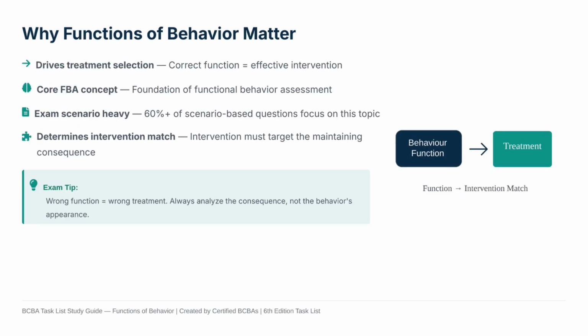Before we define anything, let's talk about why this matters. Functions of behavior drive treatment decisions. If you misidentify the function, your intervention will likely fail, even if it looks correct on the surface. On the exam, most scenario-based questions are really testing one thing: can you identify the maintaining consequence? So throughout this lecture, keep reminding yourself, analyze the consequence, not the appearance of the behavior.